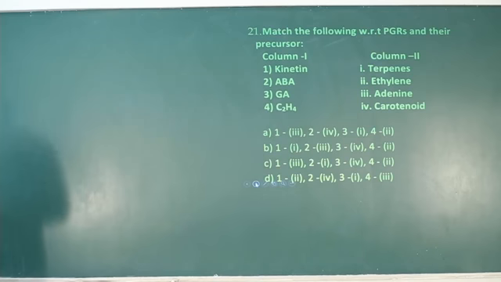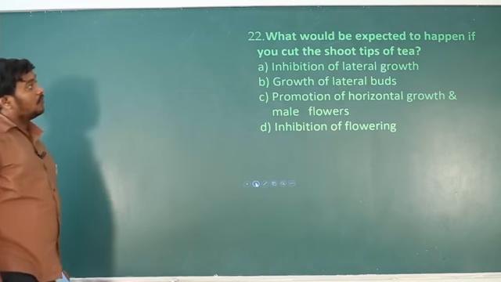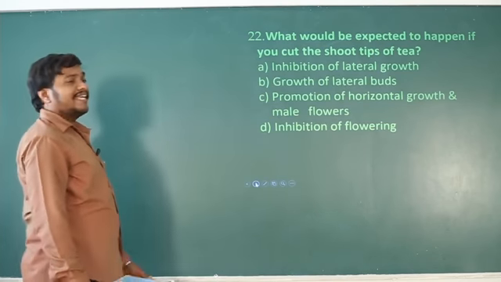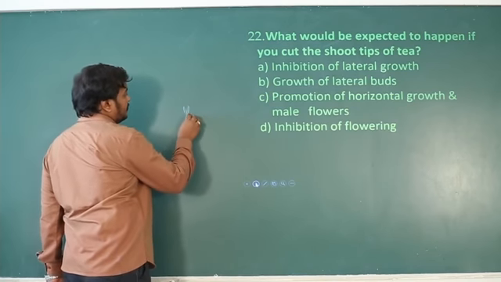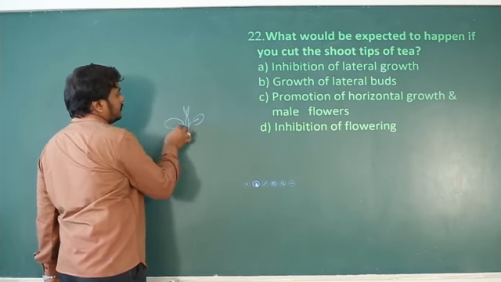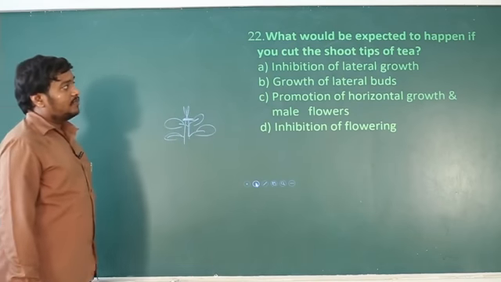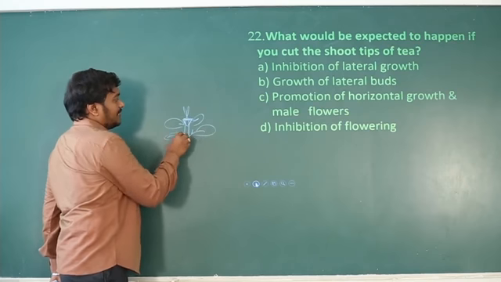Next, question number 22. What would be expected to happen if you cut the shoot tips of a tea plant? So if you remove the shoot tip like this, what happens? Inhibition of lateral growth. These are lateral buds, axillary buds.